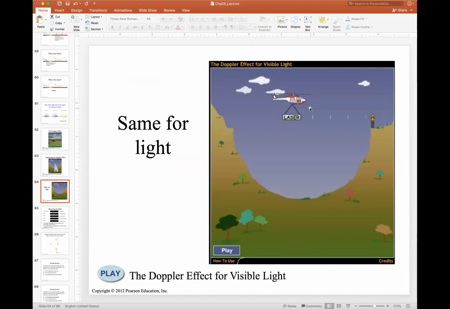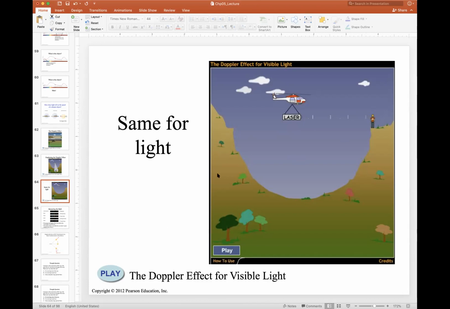If I have a laser beam pointing in a specific direction and the laser is stationary, it's producing light at a specific wavelength. However, if it's moving towards the observer, they will see something completely different. Let's take a look.